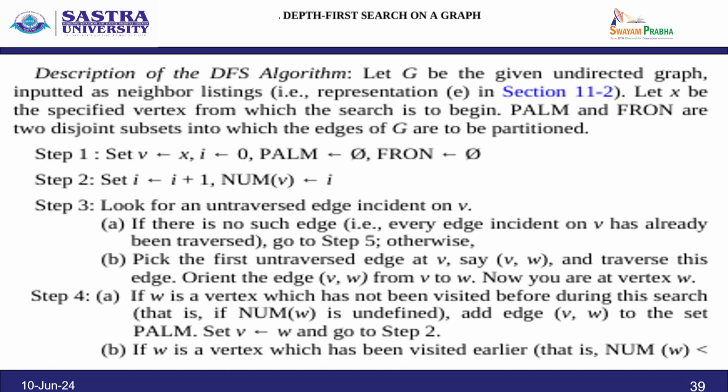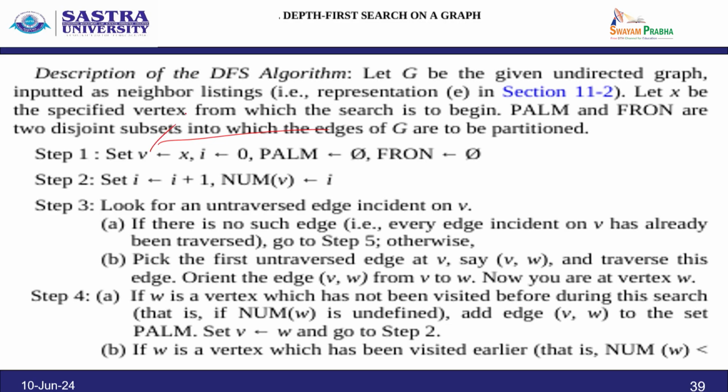Next, depth first search on a graph. This is an undirected graph, input as a neighbor listing, and x is the specified vertex from which the search is to begin. Pom and fron are the two disjoint subsets into which the edges of G are to be partitioned.